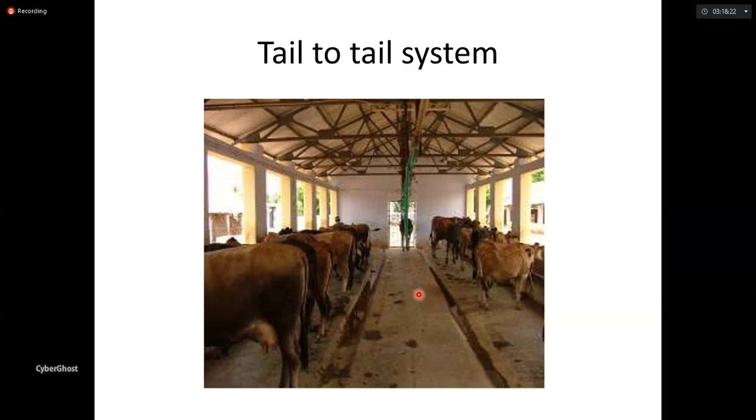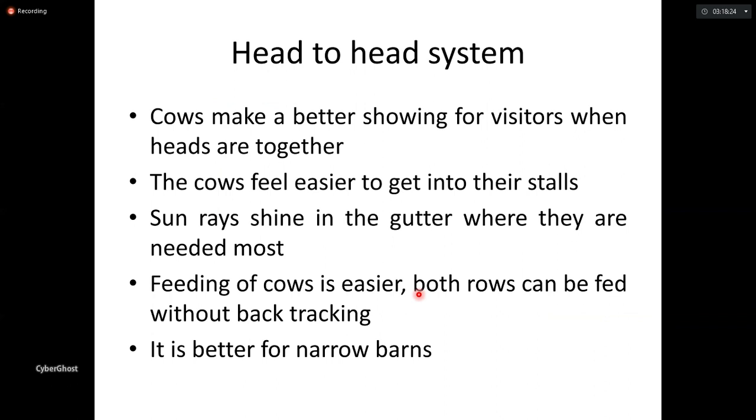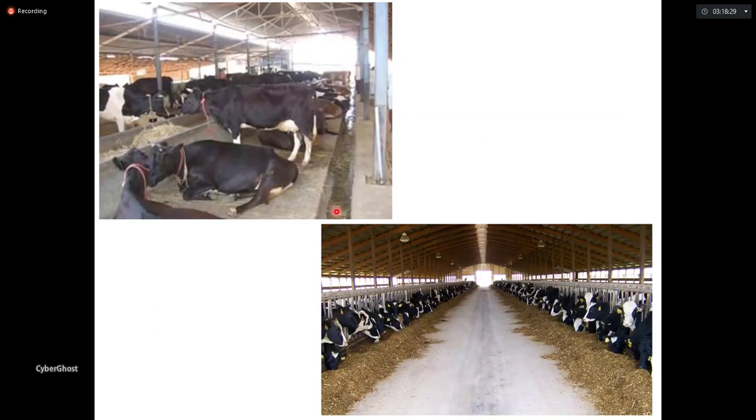But under this situation, you can see you have to have two gutters. You need a gutter on each side to collect the fecal matter and for the milking process. Separately, we have to access through two different pathways or two different lines.